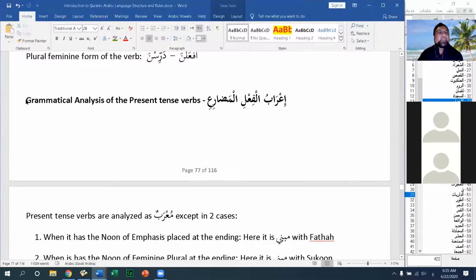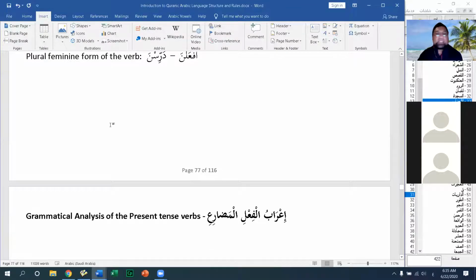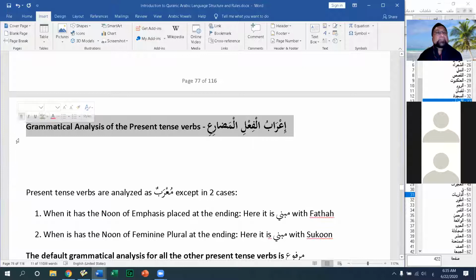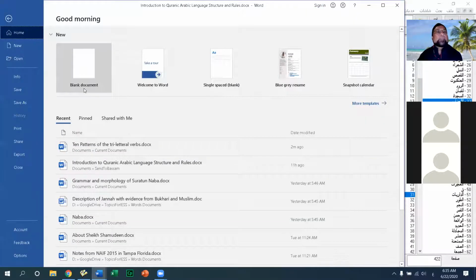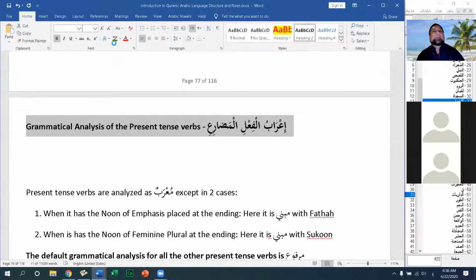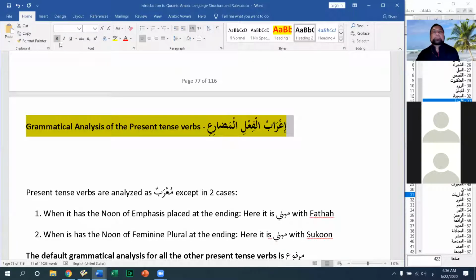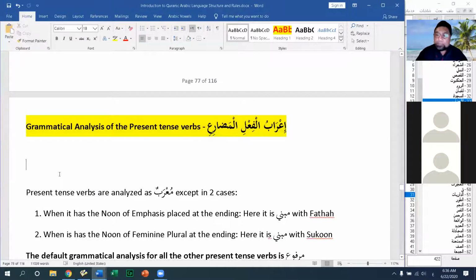The analysis of present tense verb. This is a little bit more detailed, and I'll explain why it's a bit more detailed. So the present tense form of the verb is more detailed. Why is that? Because it's not mabni. The fi'l al-mudari is originally mu'rab.